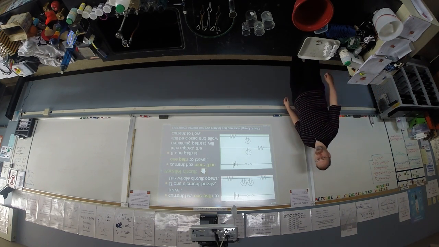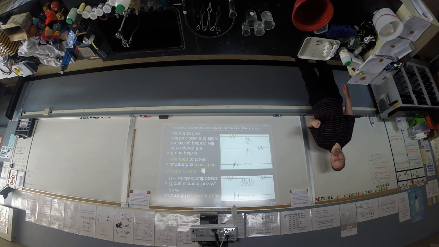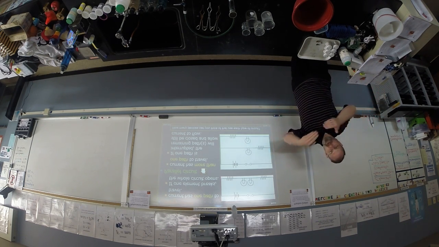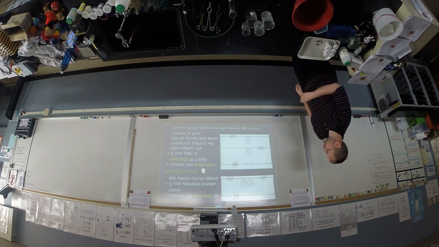So all the circuits in your house are wired in parallel. Each of the outlets is wired in parallel. Then it's all wired down into series with the breaker, but the individual outlets are wired in parallel.